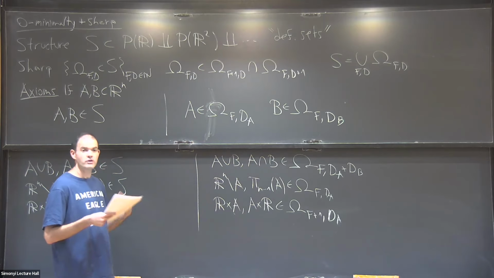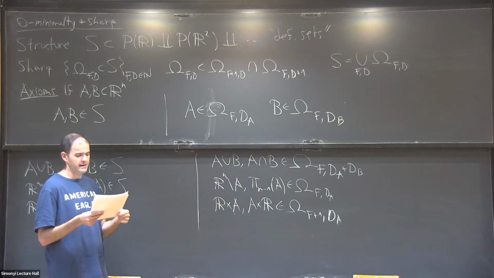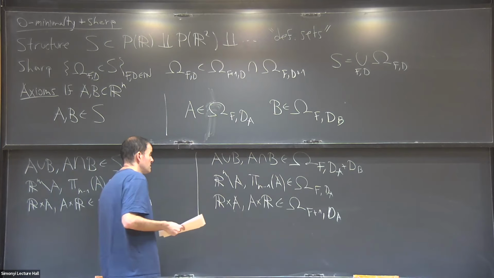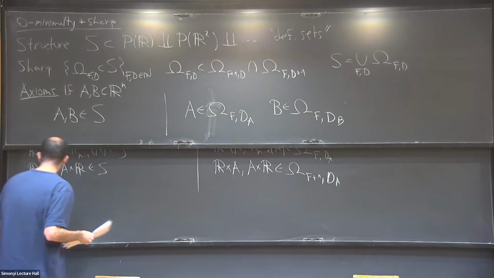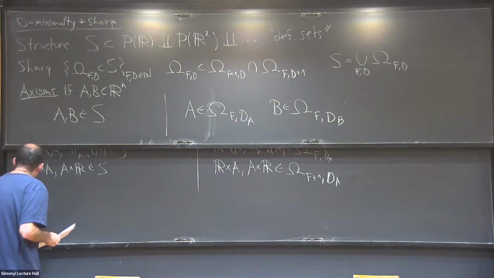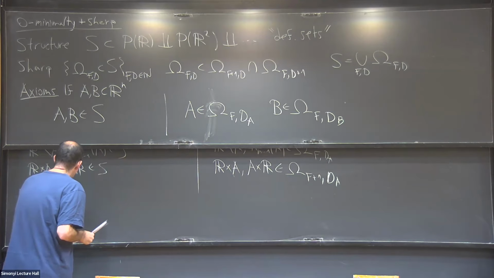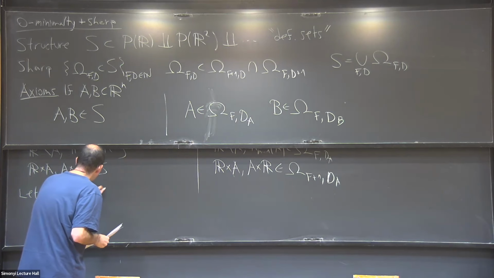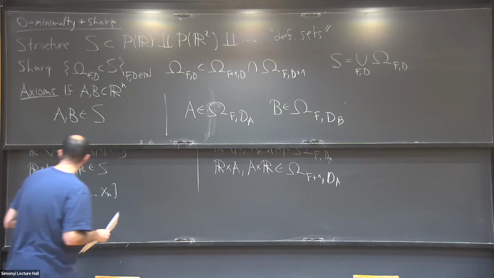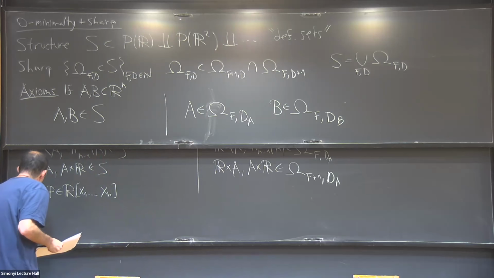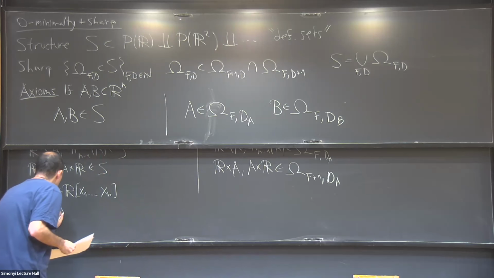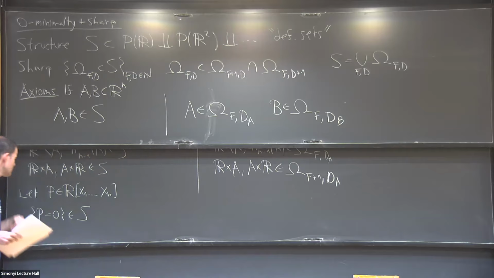But okay, for an O-minimal structure, we need a bit more. We need two more axioms. For the first of them, suppose that I take a polynomial in n variables. Then I want the zero locus of my polynomial to be in S. So an O-minimal structure, what logicians call an O-minimal structure over the real field, always contains all of these algebraic hypersurfaces.